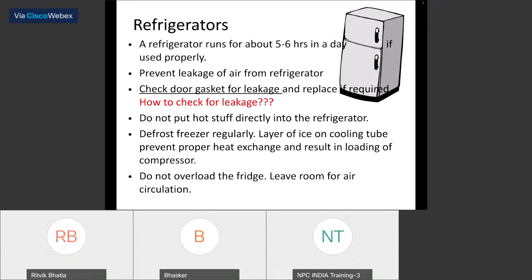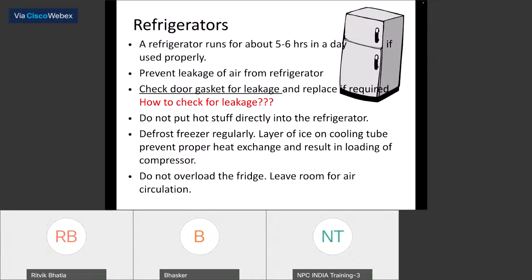Defrost the freezer regularly, because a layer of ice on the cooling tube prevents proper heat exchange and results in loading of the compressor. Please do not overload the fridge, and leave room for air circulation. Let me tell you what is happening in our refrigerator. Generally, all these masalas, bhaji pav masala, chutney masala, all masala, if you go to the market, they are not kept in the fridge. But when we bring them to our house, all the housewives have a tendency to put all the masala in the refrigerator.